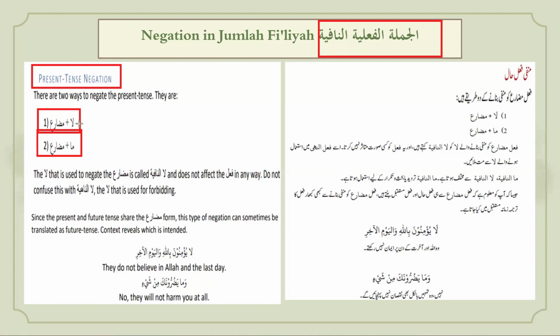This la over here is la nafiya. Like la yuminuna billahi wal yawmil akhir. They do not believe in Allah and the last day. So this is la, and yuminuna is siga hum, with ya beginning and una ending. This is the regular form of fi'l mudare, because you can see this noon over here. So this is la nafiya. They do not believe. And the second form, which is ma plus fi'l mudare, is wama yadurrunaka min shay'in. They will not harm you at all.